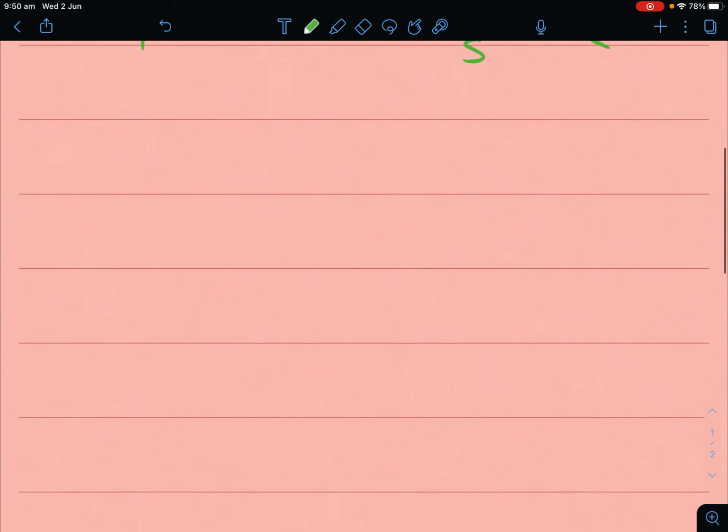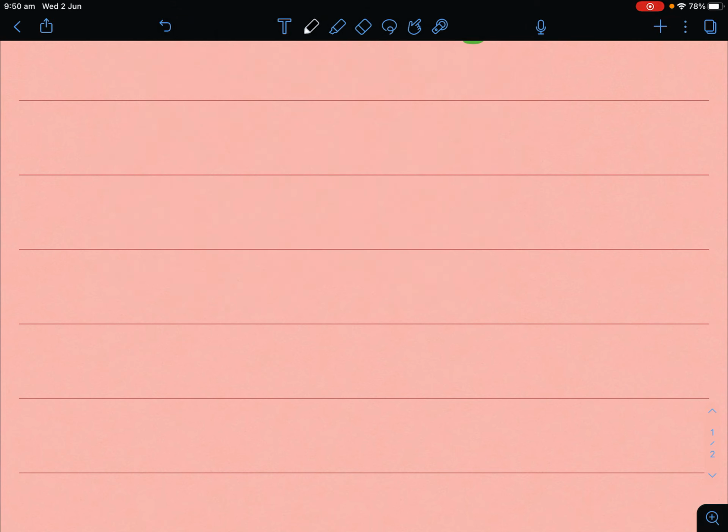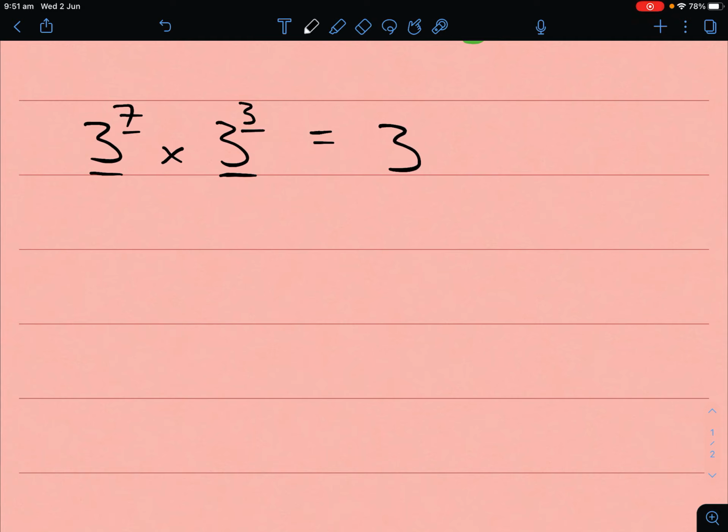Let's have a look at another example. So this time we'll use a base number of 3. So let's go 3 to the 7 times 3 to the 3. So our law tells us that because we have the same base number, which is 3, then we can just add the powers. So we're going to go 7 plus 3. And so the answer will be 3 to the 10.